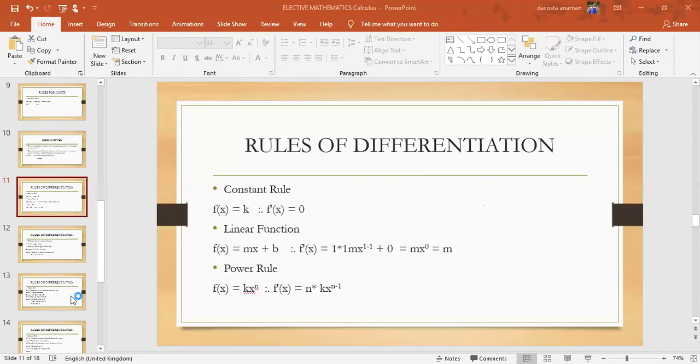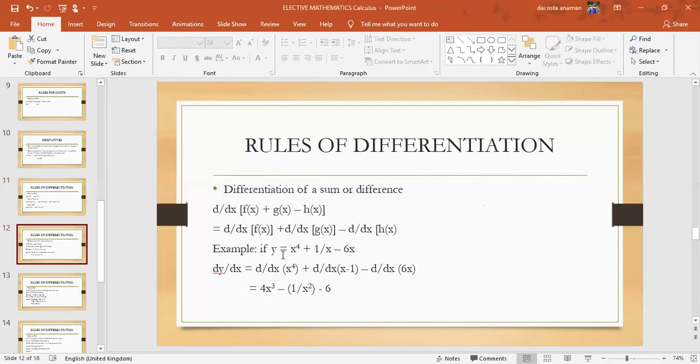So we will continue with the rules of differentiation here, and we will be talking about the differentiation of a sum or a difference. Now, to differentiate a sum or a difference, this is how the function will look. You have d over dx of the function f of x plus g of x minus h of x.